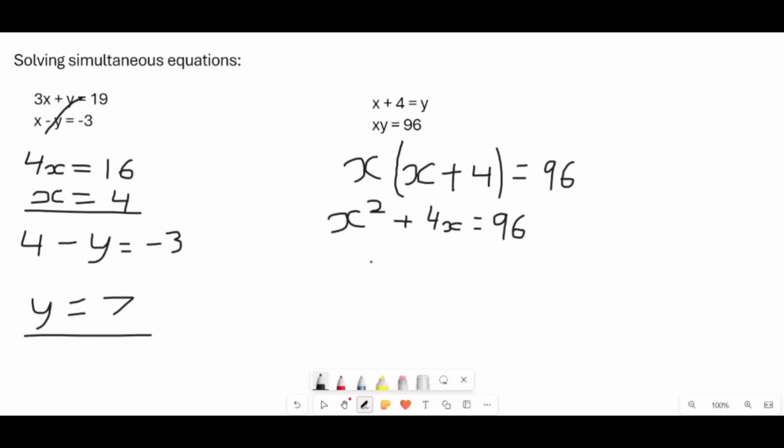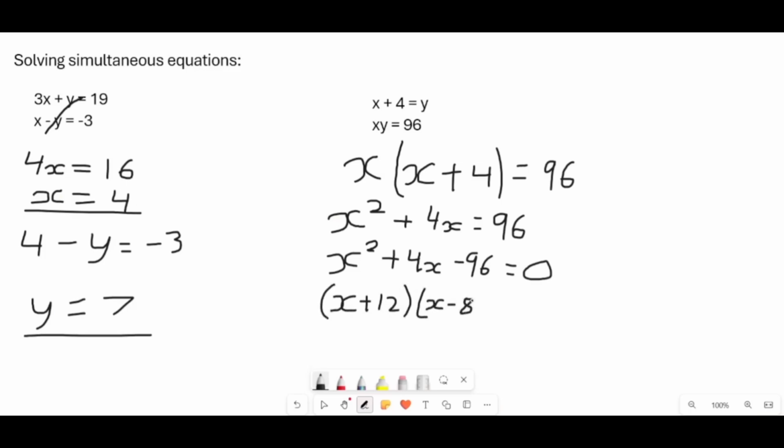But obviously to make it actually quadratic, we're going to set this equal to 0, like so. And as always, we're going to put it into the double brackets, which will be 12 and negative 8. So from that, we can tell that x equals minus 12 and x also equals 8. But we're not quite done there because we also have to figure out what y is.